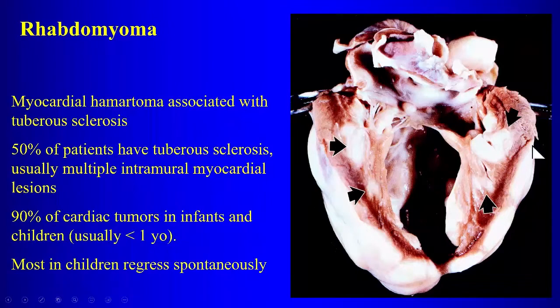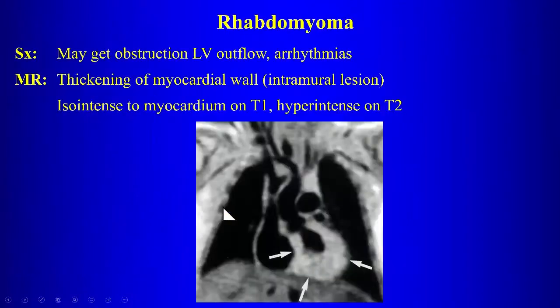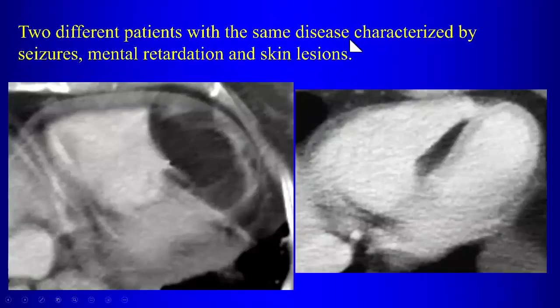So they can be multifocal, as in this pathologic example there. So it can cause arrhythmias. It can give you this thickening of the myocardium. It can be iso-intense, the myocardium on T1, and slightly hyperintense on T2 weighted imaging. So these occur within the myocardium.